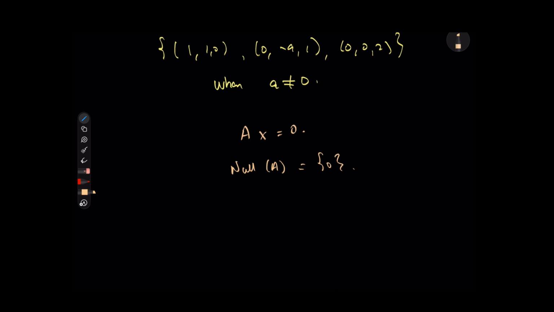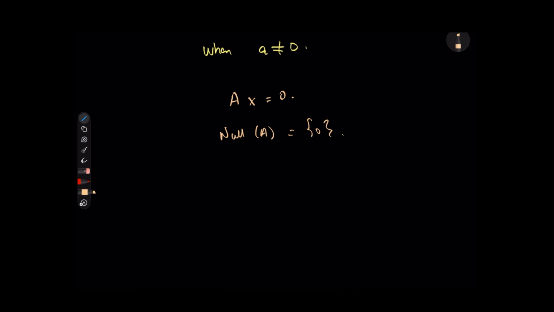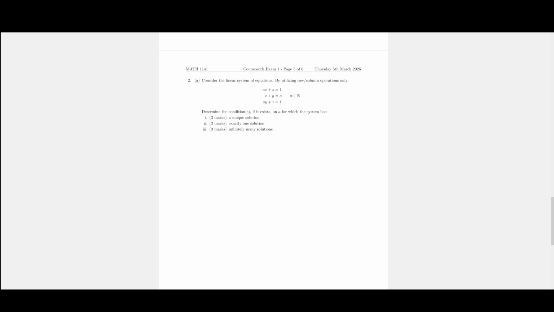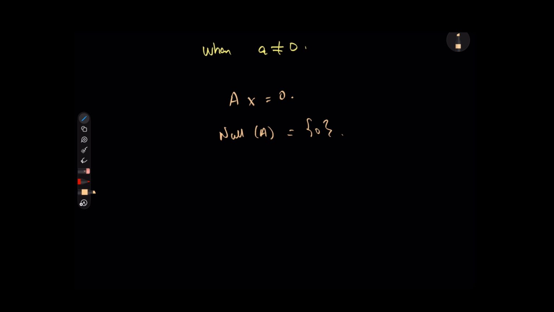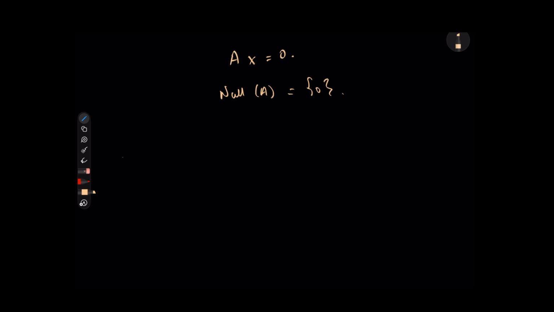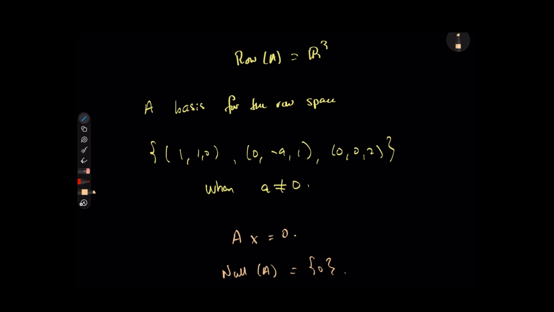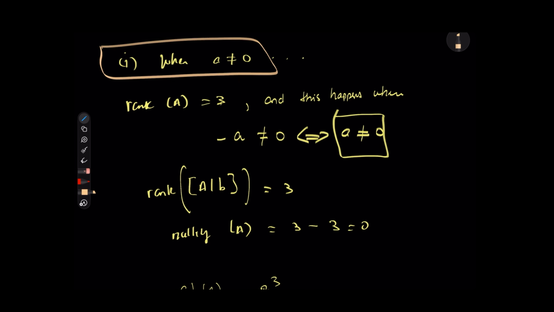Which brings us to the last part of this question, which says infinitely many solutions. Infinitely many solutions. So this is the last part. So find the condition for an infinite number of solutions. Okay, so I'm going back to the matrix one more time.